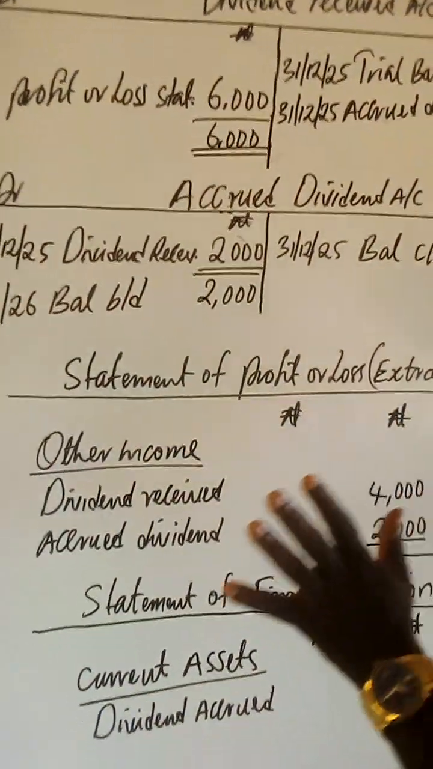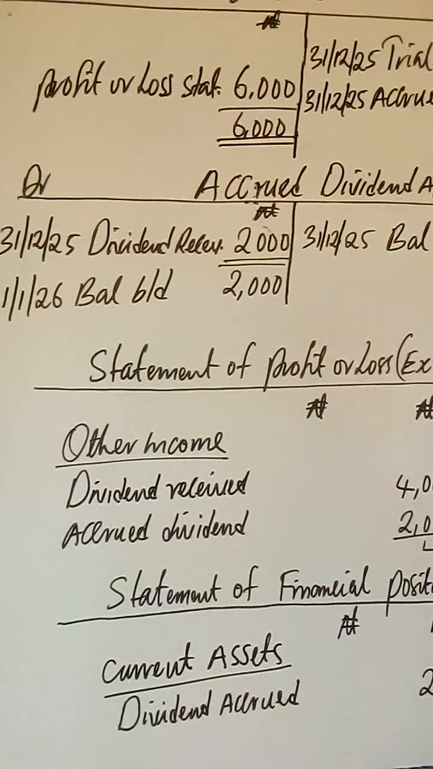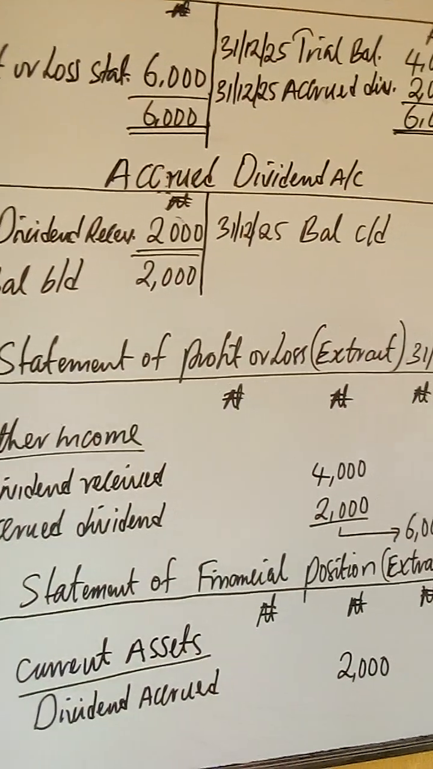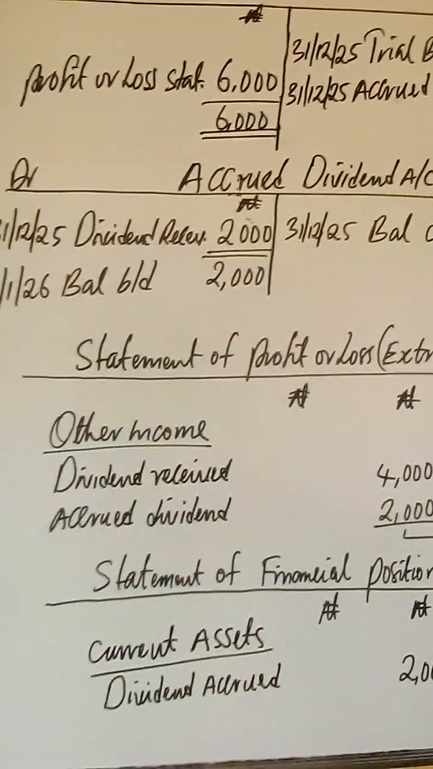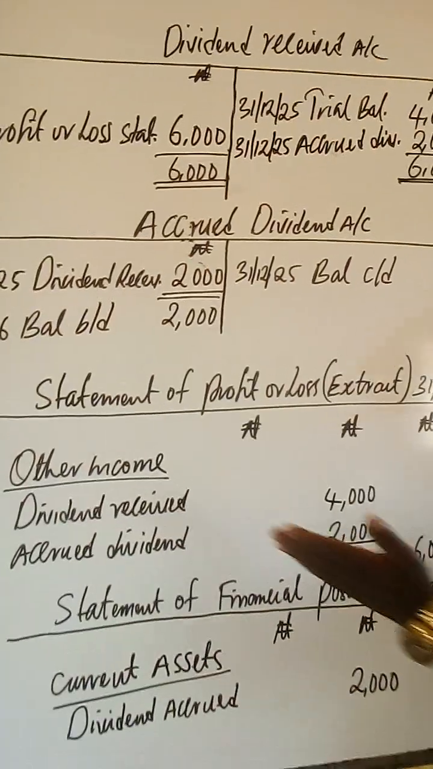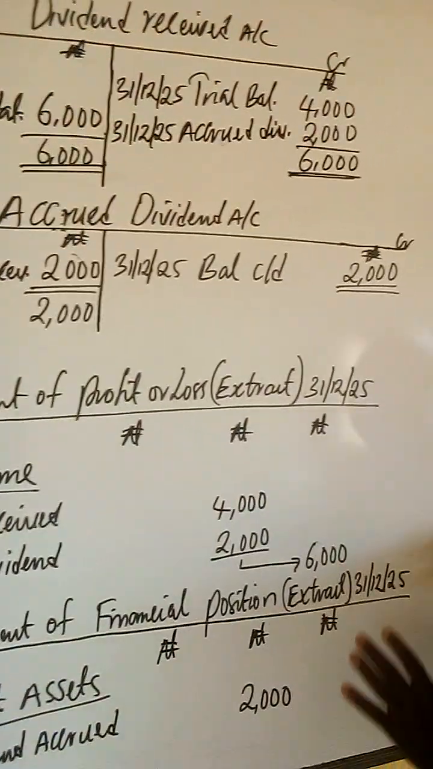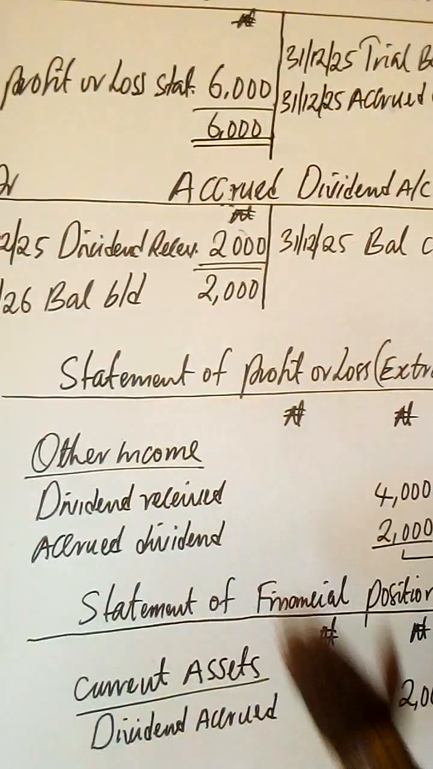Then this is how to handle it in respect of incorporating it into the ledger account, as we are trying to prepare what is called the adjusted trial balance. Let's look at how you treat it in the statement of profit or loss account. Coming to the statement of profit or loss account, you now treat dividend received as other income.